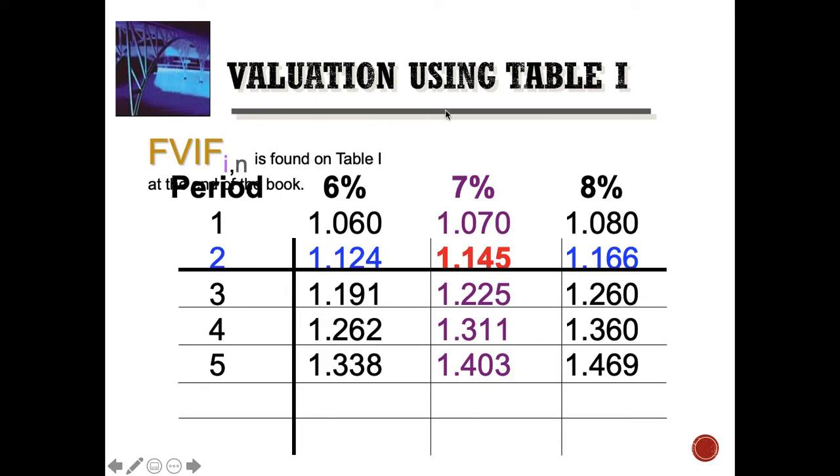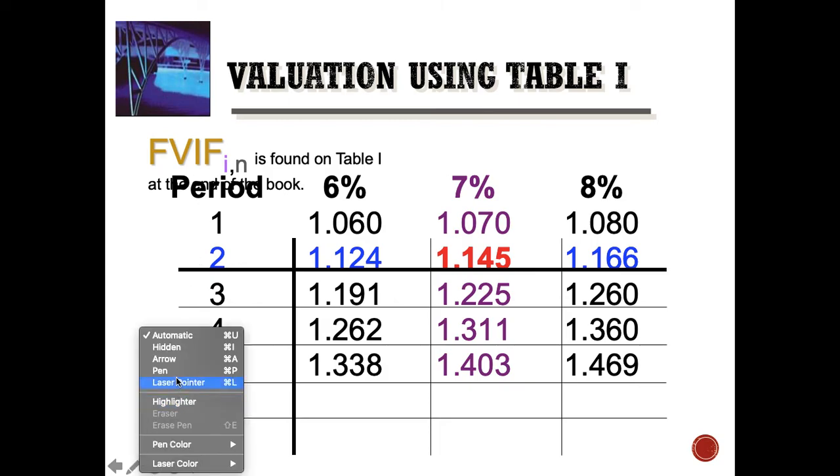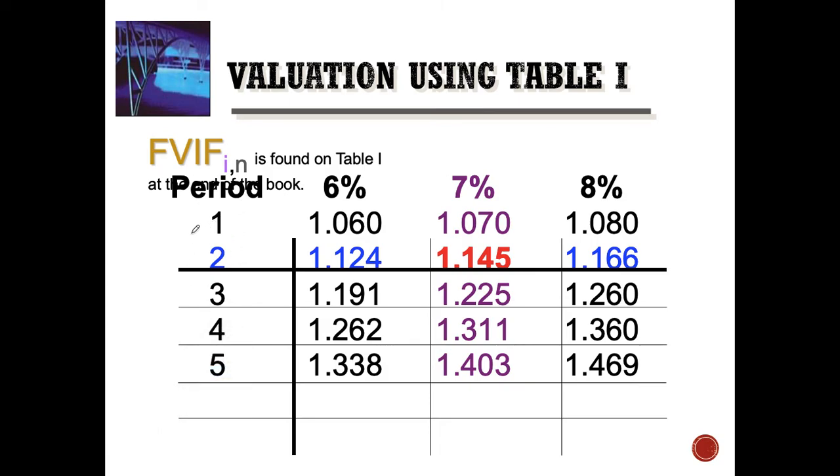Okay, how about the valuation using table? This is table 1. The future value interest factor for i and n is found on the table. You can see that the period, this one is for n, and this one is for interest.